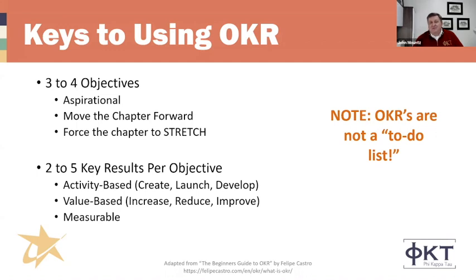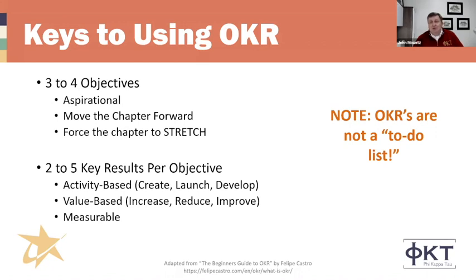The other type are values-based. So essentially, your key results are written as, we want to increase this behavior. Maybe you want to increase your chapter's GPA. Maybe you want to reduce the number of risk management violations your chapter has. Maybe you want to improve upon your relations with other chapters on campus. But no matter which type you choose, activity-based or values-based, they have to be measurable.